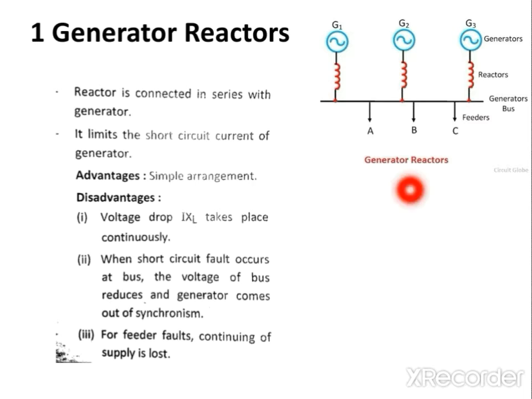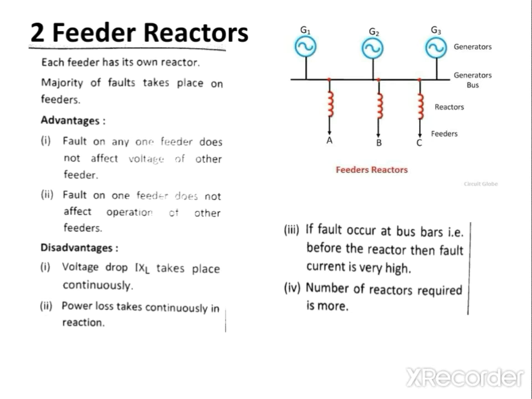If the fault occurs on this feeder, then the busbar voltage is reduced and this will affect the other feeder. Due to this, the generator comes out of synchronism. In feeder reactor, the reactor connected in series with the feeder is called a feeder reactor. If the fault occurs on one feeder, this does not affect the other feeder and the voltage also does not change for the other feeders.